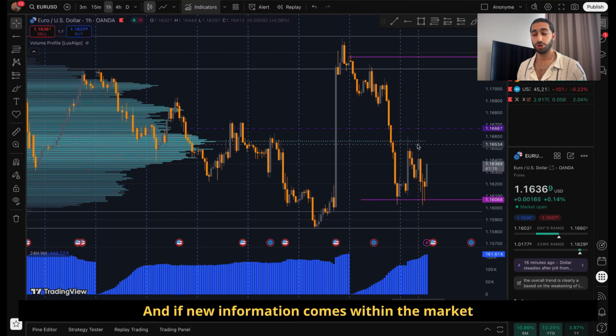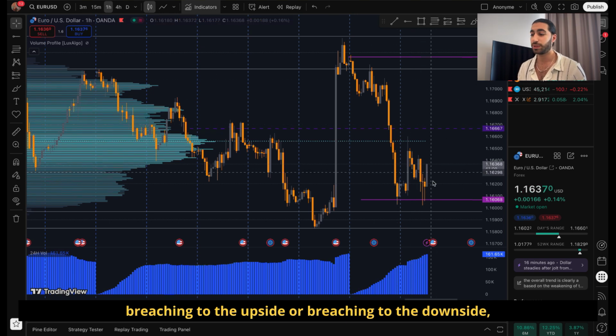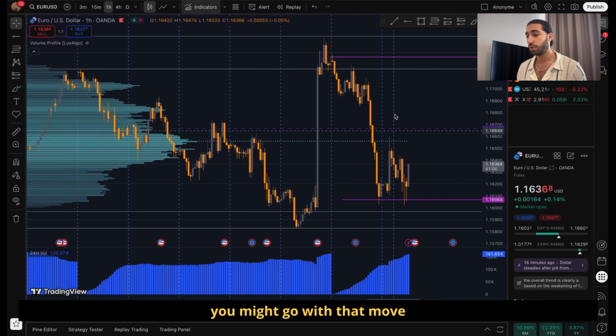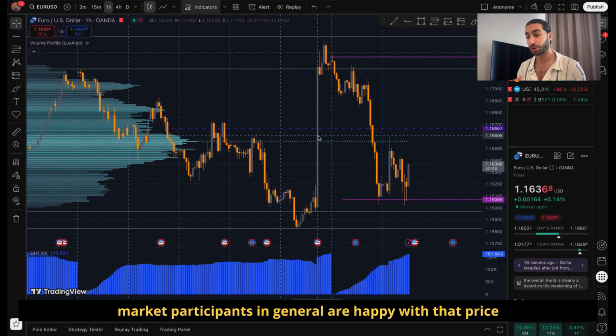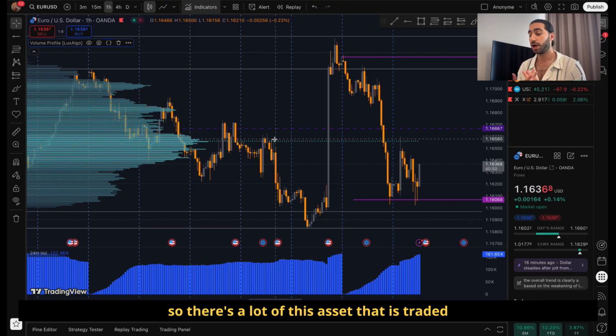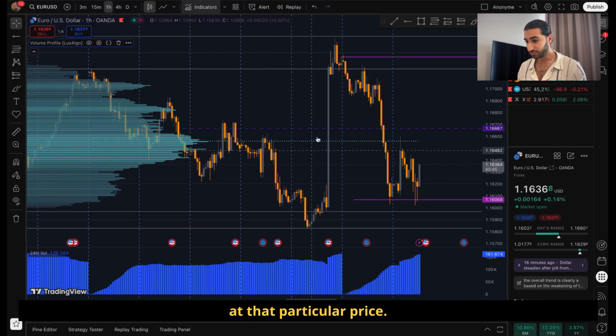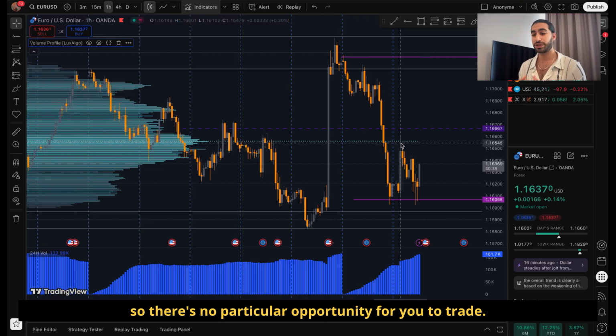And if new information comes within the market and you see the price, for example, breaching to the upside or breaching to the downside, you might go with that move, as this is a very high resistance level in terms of, okay, people are happy with it, buyers and sellers, market participants in general are happy with that price because this is the highest traded price and there's a lot of liquidity, so there's a lot of this asset that is traded at that particular price. This is why the price keeps hovering around here, so there's no particular opportunity for you to trade.